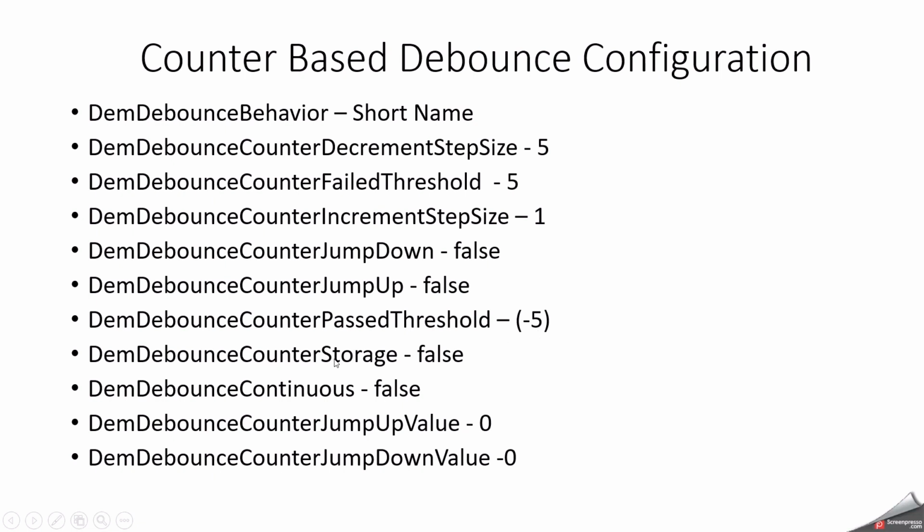And the debounce counter storage, I really don't want it. And continuous also I'm keeping as false. Since I don't configure jump down, jump up, I'm keeping the jump up value and jump down value as 0.